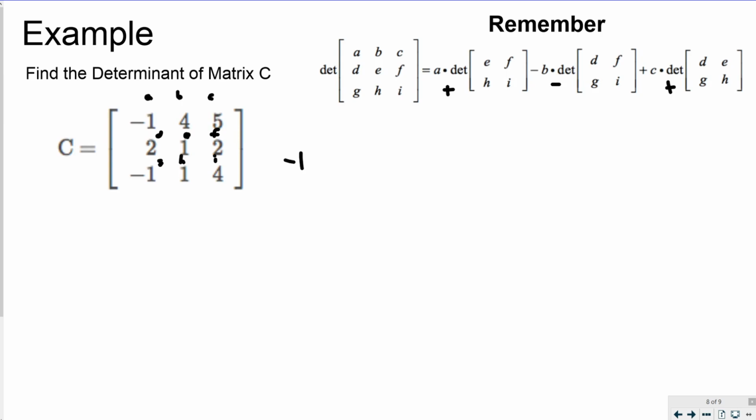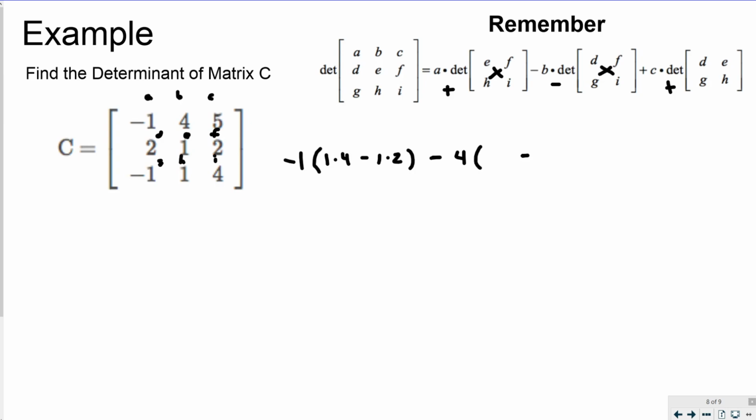Remember that the determinant of a matrix is these two elements take away these two elements. So it's going to be -1 times E times I. So E times I would be 1 times 4 minus H times F. So H times F, 1 times 2. And then I'm going to put a minus sign. And B is 4, so it'll be 4 times D times I minus G times F.